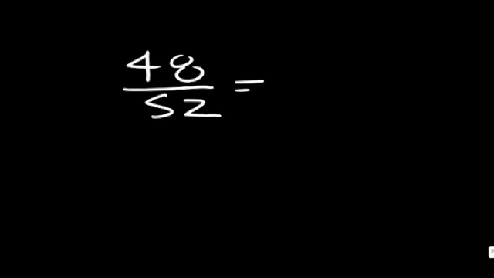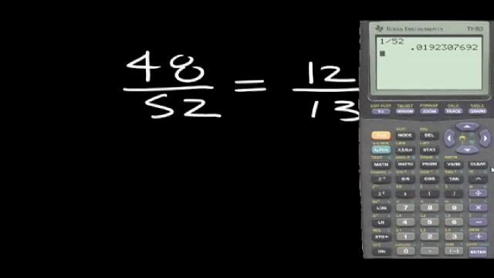The 48 non-aces out of the 52 cards. This reduces to 12 over 13 as a fraction. The 3 is in the thousandths position. If we look at the digit to the right, it's a 0, which means we do not add 1 to the 3. The answer is 0.923.